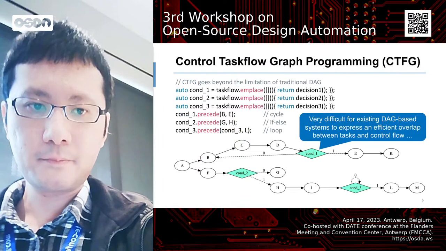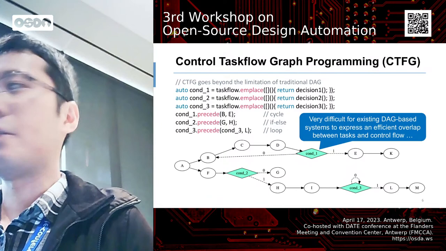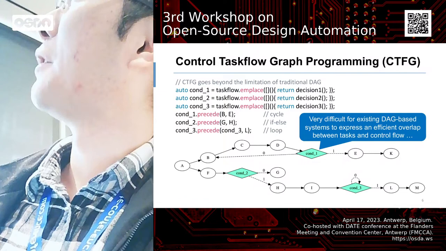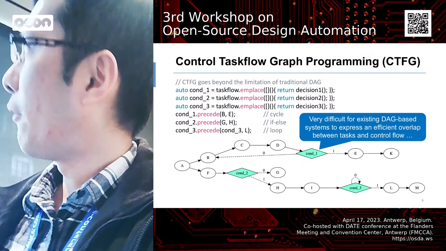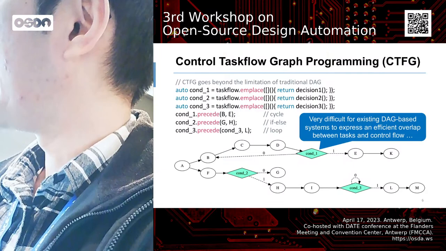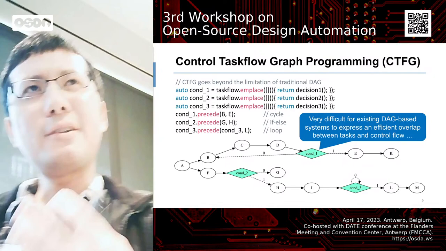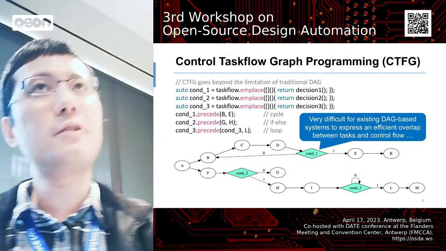Another major innovation of our TaskFlow, when you compare it with existing systems, is our control taskflow graph programming model, or CTFG. CTFG goes beyond the limitation of a traditional DAG-based model that does not allow you to express control flow in a single graph entity. For a complicated workload like this example, where you have a cycle to describe iterative control flow, conditional tasking, or even a loop, it becomes almost impossible for existing DAG-based systems to express a very efficient overlap between control flow and your tasks.